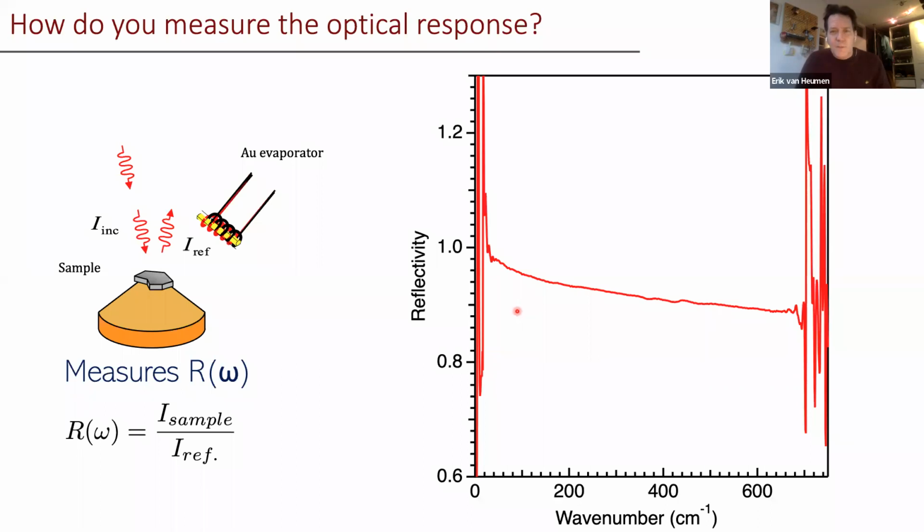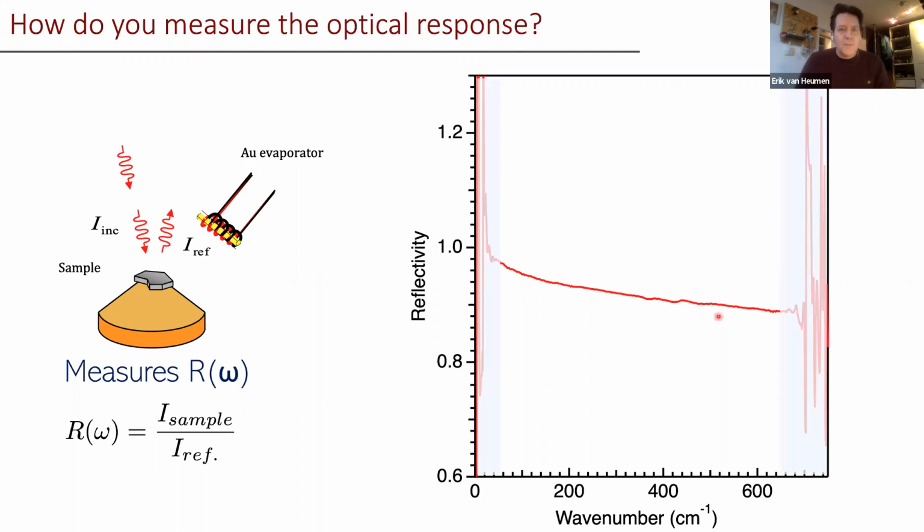This is for a particular wavelength range. What you can see is that the reflection approaches 100% at low energy. At higher energies, it has some frequency dependence. There are maybe a few weak bumps here. These are actual phonons, which I'll get to in a little bit. And then you see lots of noise on the sides, which we usually ignore.